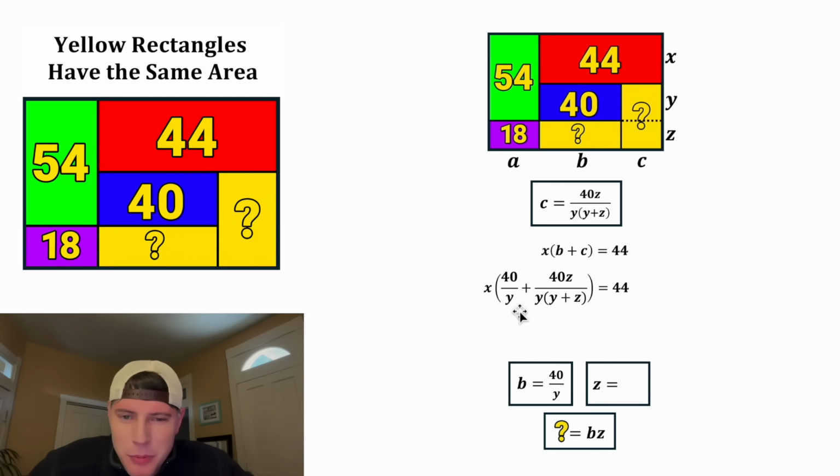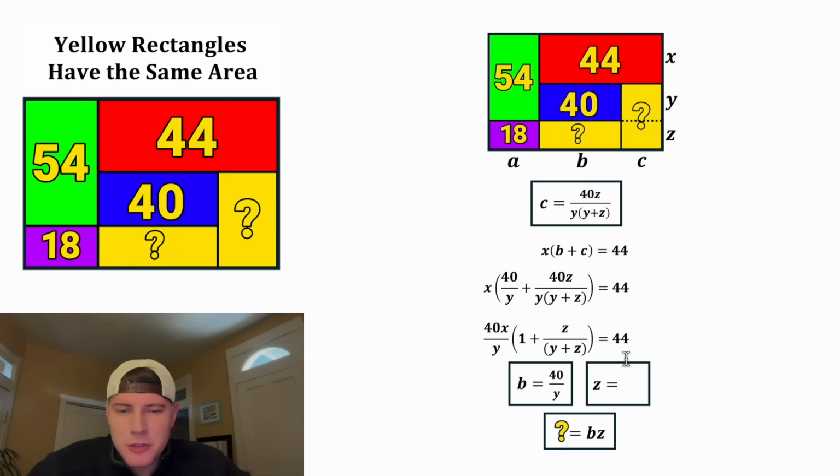Well, inside here, both of these terms contain a 40 on top and a Y on bottom. So we can factor out the 40 over Y, and we still have the X right here. And then on the inside, after we factor out a 40 over Y, this first term will become 1. And then we can add to that the second term, and after we factor out 40 over Y, we're left with Z over Y plus Z. And that'll still be equal to 44.